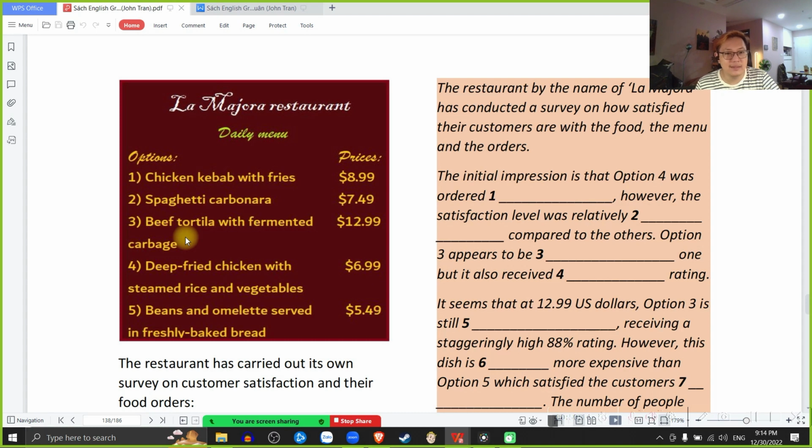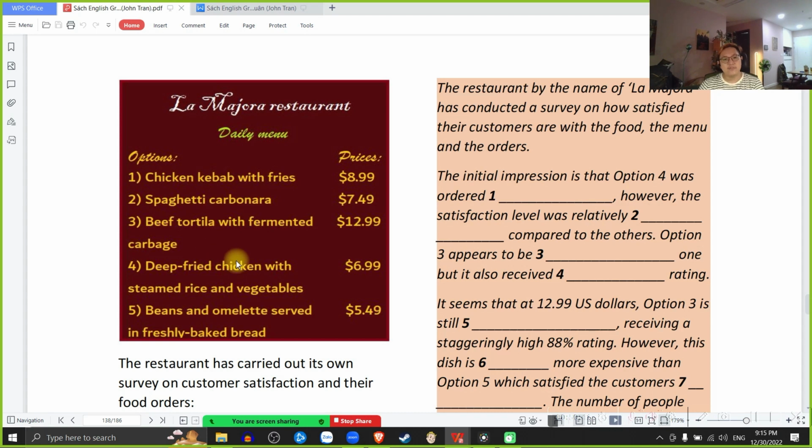Okay, beef tortilla with fermented cabbage. You know what tortilla is, no? Tortilla is the roll kind of bread from Mexico. Fermented cabbage is sour cabbage.